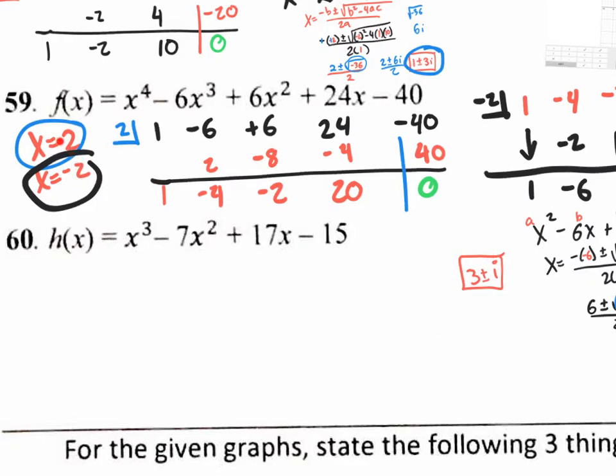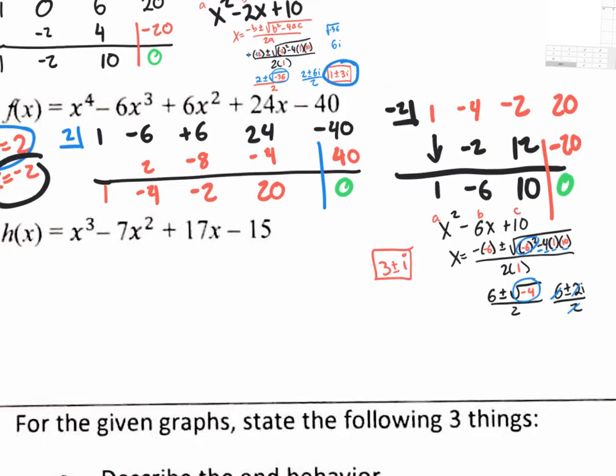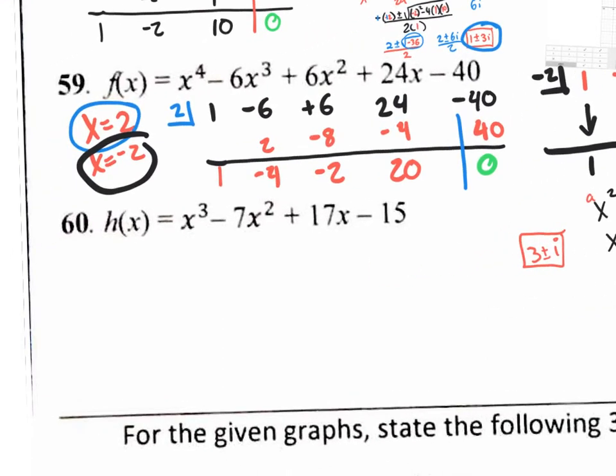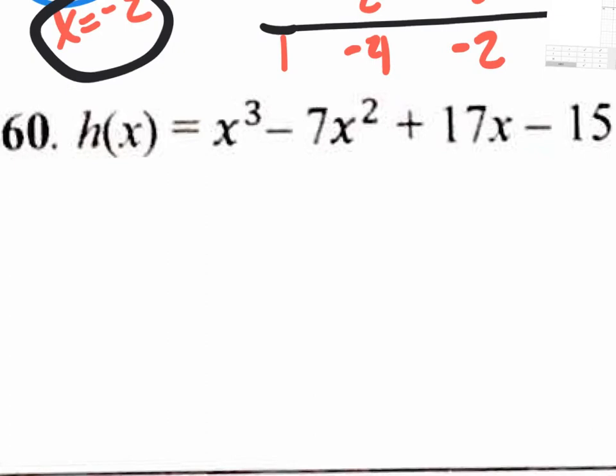So we use these answers to get our depressed polynomial functions, and then use the other answer to depress it again, getting a quadratic, then using the quadratic formula over here to get our final 2 imaginary answers. So 2 real, 2 imaginary. Let's move on to number 60. Again, we want all the actual answers, real and imaginary. So we want all the answers.